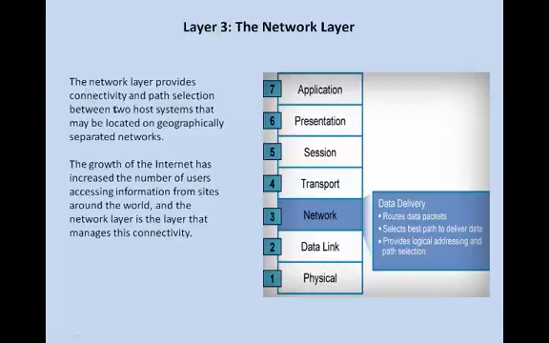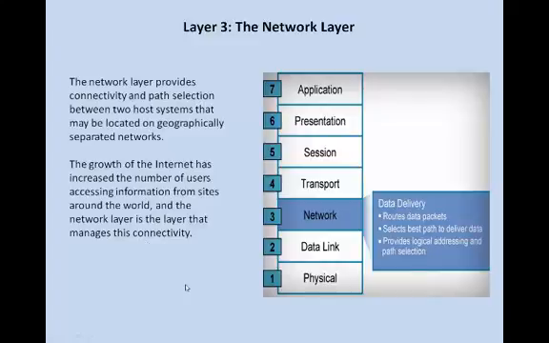The network layer provides connectivity and path selection between two host systems that may be located on geographically separated networks. So this is one of the very core functions of this layer. It will provide the connectivity and path selection between two devices or two networks or two hosts. The growth of the internet has increased the number of users accessing information from sites around the world, and the network layer is the layer that manages this connectivity.